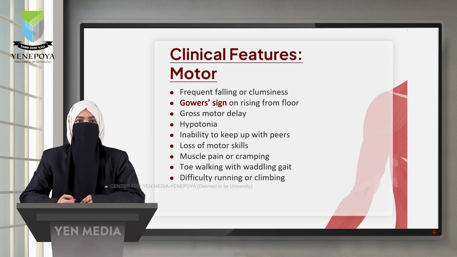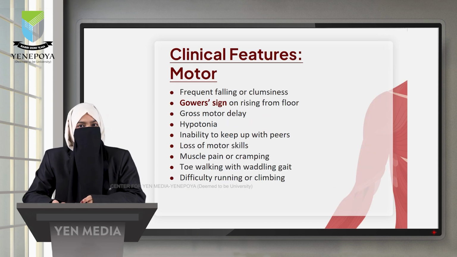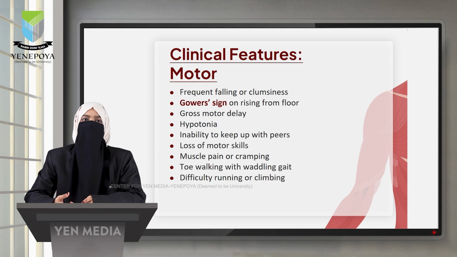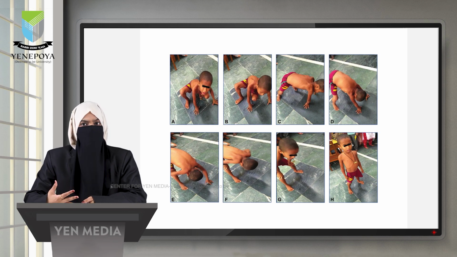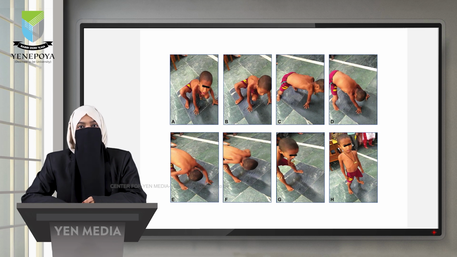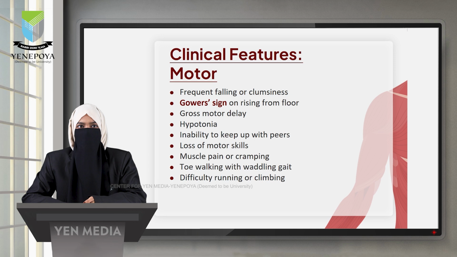Other features are frequent falling or clumsiness because of weakness. There is something called Gower's sign present on rising from the floor. In this, the child, instead of getting up using the thigh and calf, tries to use their hands to get up, to push on their knees and then try to stand up. That is known as Gower's sign.